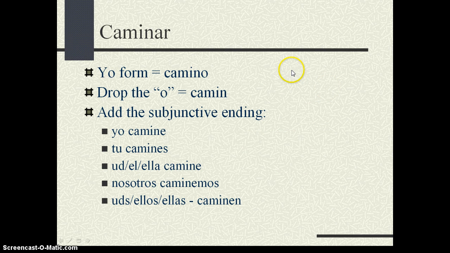Our first example here is an AR verb, the verb caminar. We begin with the yo form, which is camino. Then you drop the O, and that gives you your stem, C-A-M-I-N, or camin. And then you go and add your subjunctive endings. So your conjugation of caminar would be yo camine, tú camines, usted, él or ella camine, nosotros caminemos, ustedes, ellos or ellas caminen.